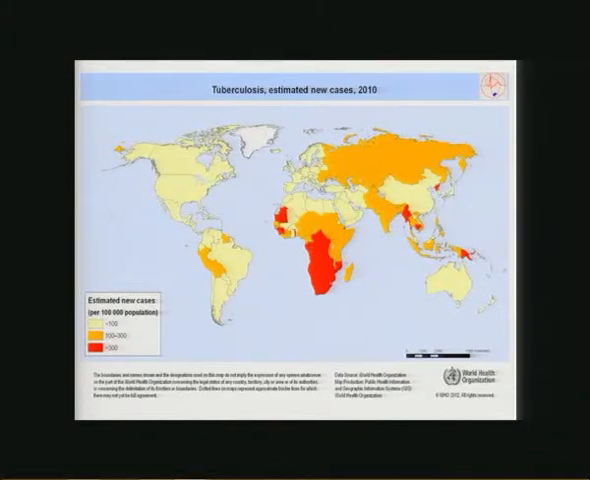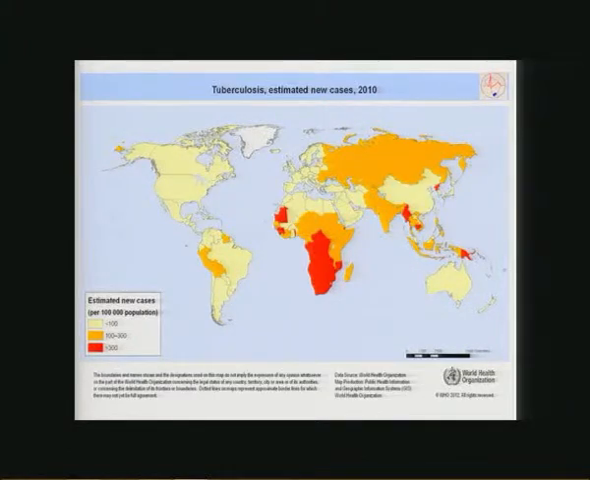This shows the incidence rate of tuberculosis, number of new cases in 2010. Again, I'd like to highlight the fact that the area with the highest incidence happens to correspond to that area of HIV. The two are clearly interrelated, but again, it has or may have implication for the types of heart disease that we encounter.